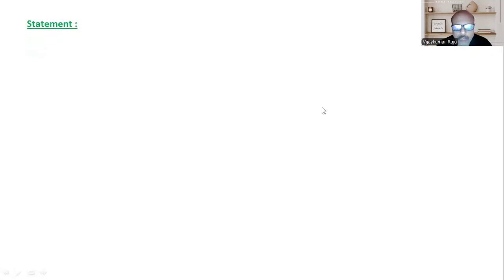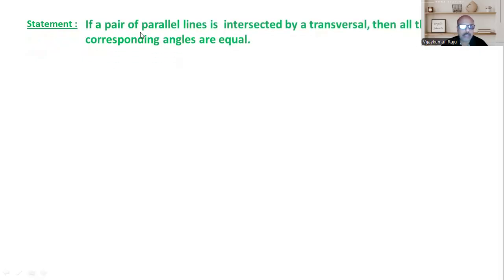Now the statement. What you are proving in this is the corresponding angles. If the two lines are parallel, then all the pairs of corresponding angles are equal in degree measures. So the condition is two lines must be parallel and the corresponding angles will be equal. When you say corresponding angles are equal, if a pair of parallel lines is intersected by a transversal, then all the pairs of corresponding angles are equal.